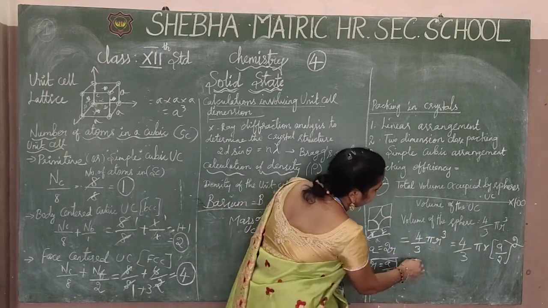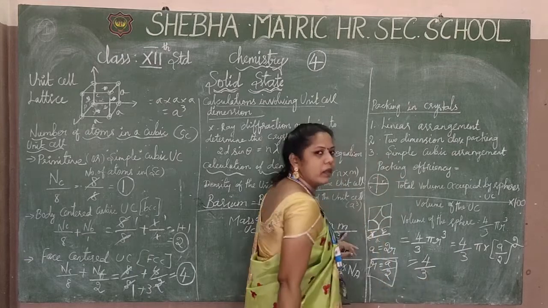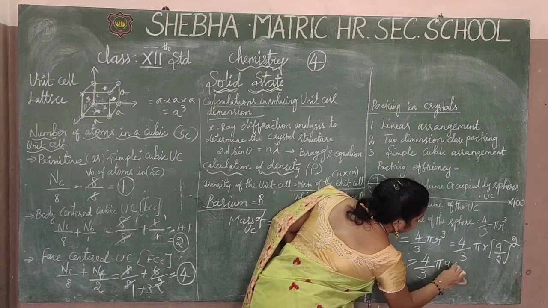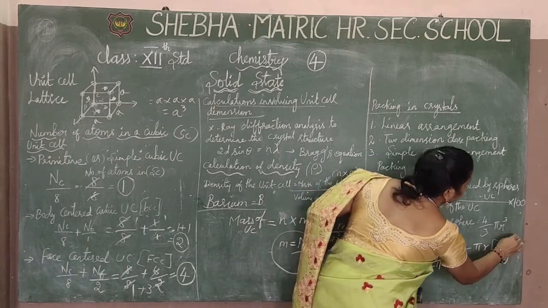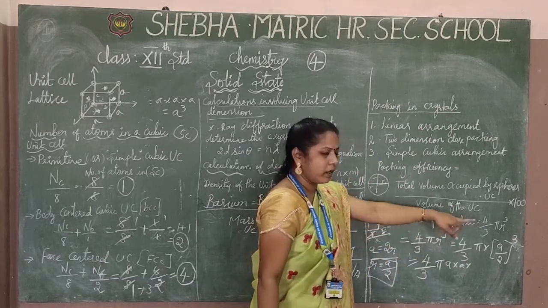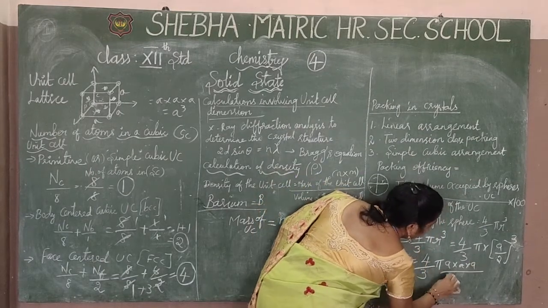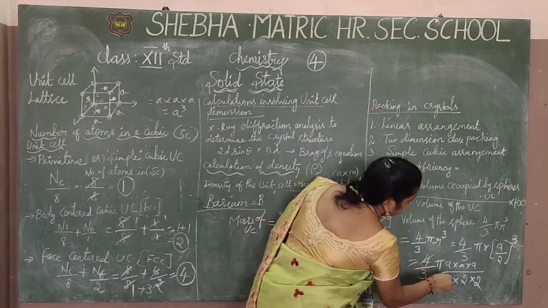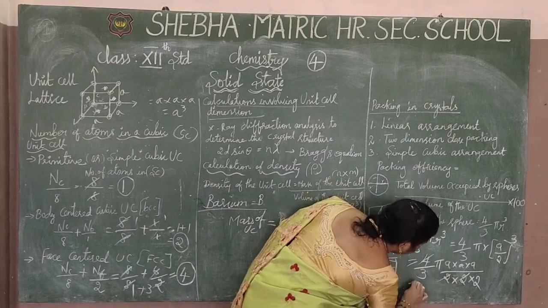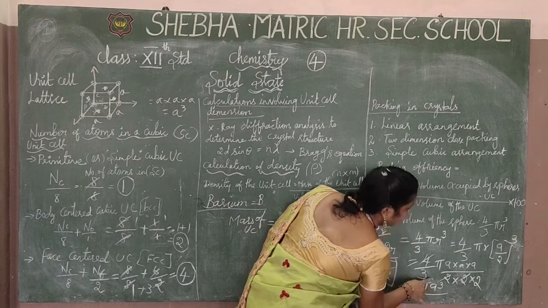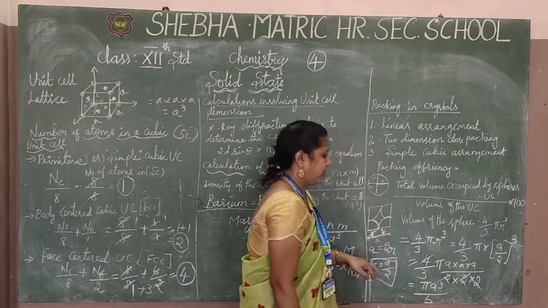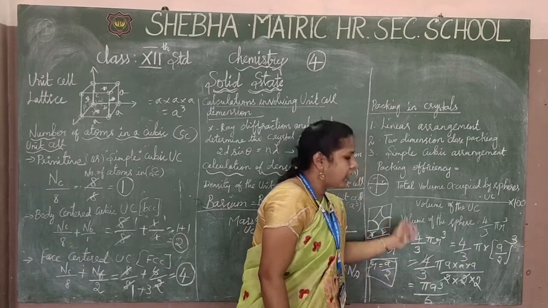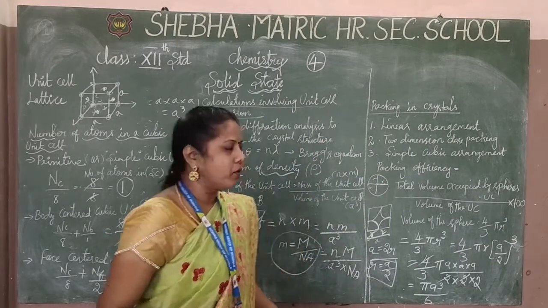I am going to simplify the formula. 4 by 3 and pi. The r is a by 2, and I am going to write down the cube. Are you clear? Cube. a by 2 into 2 into 2. Then I cancel, and pi a cube by 3 into 2 is 6, so pi a cube by 6. This is only half of the derivation. The remaining derivation I am going to continue with this.